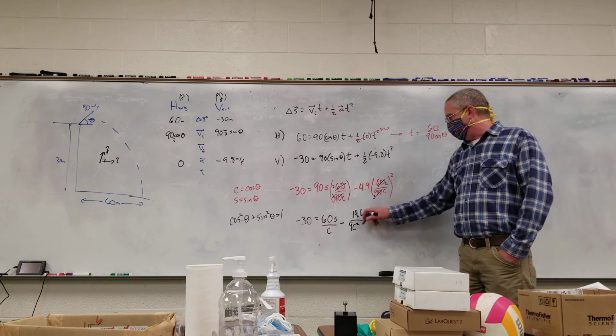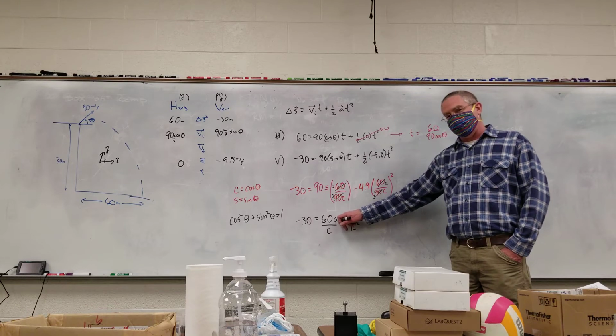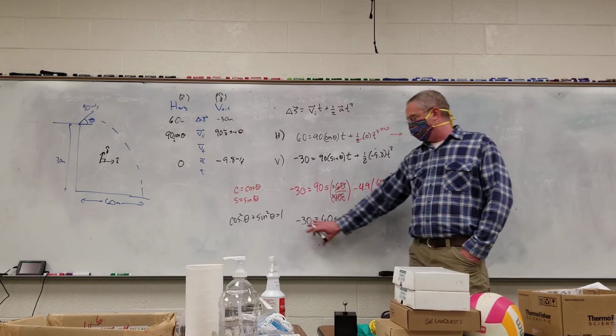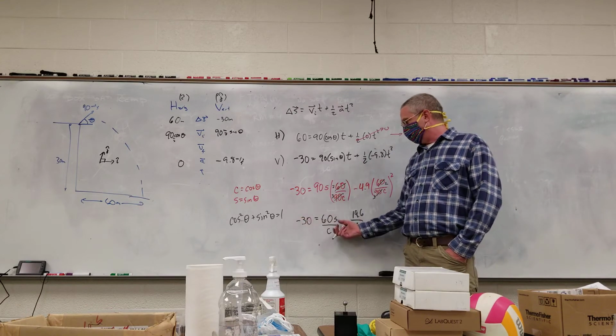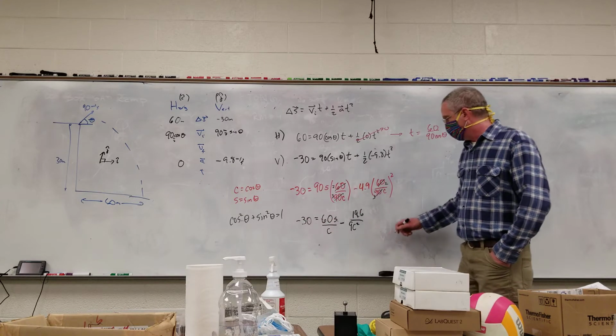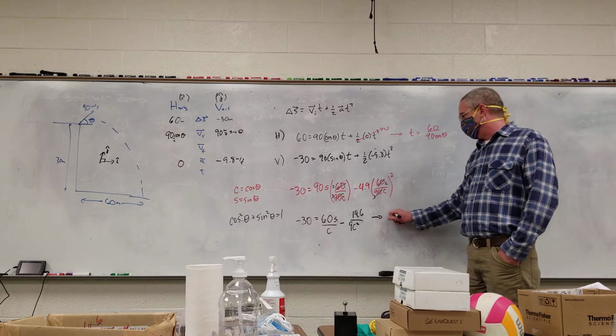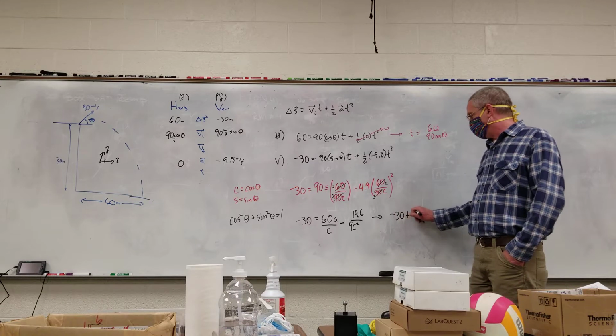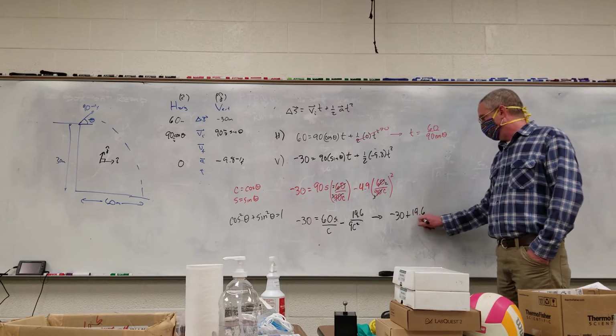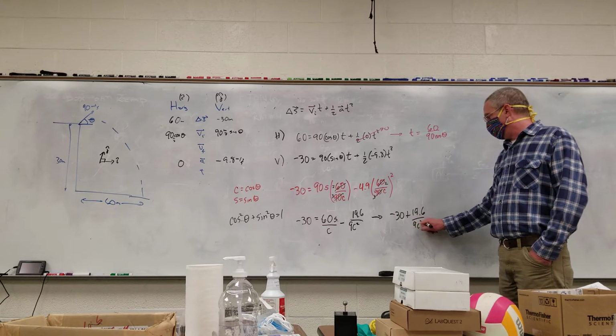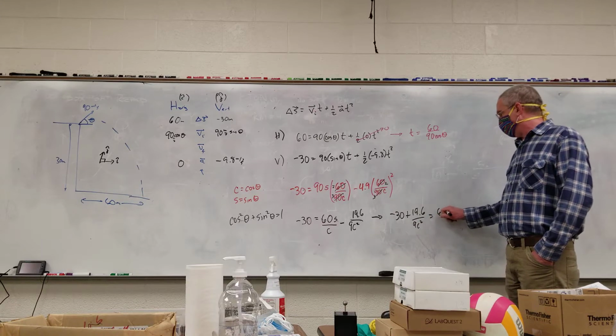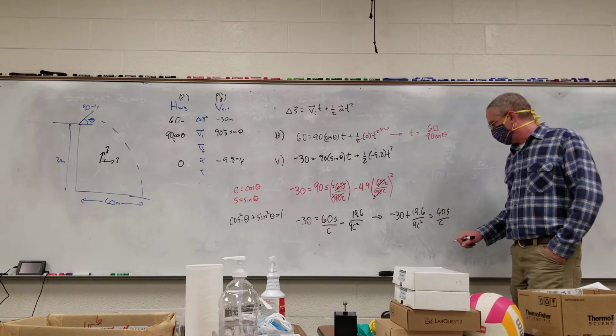So I need to get this over to the other side. Again, I'm isolating sine right here, so I need to get everything else to the other side and then strip away the parts. So this becomes negative 30 plus 19.6 over 9C squared equals 60 S over C.